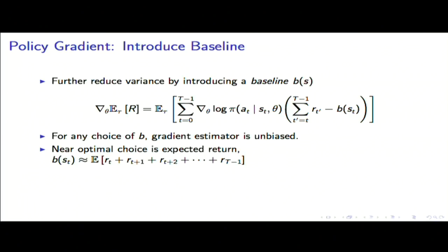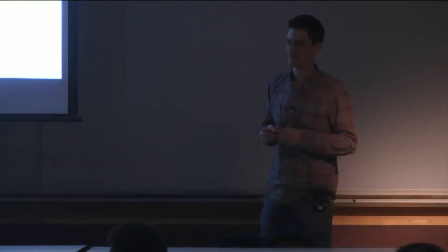Yeah. So is B just like a control variable, basically? Yeah, you can also derive it as a control variate. That's right. OK, that was a sort of rough explanation.